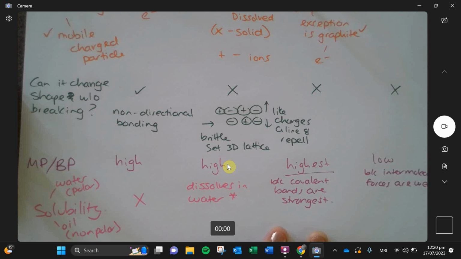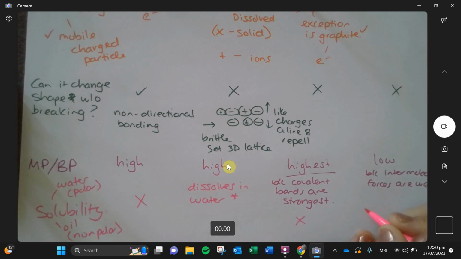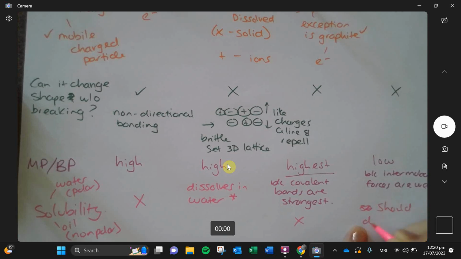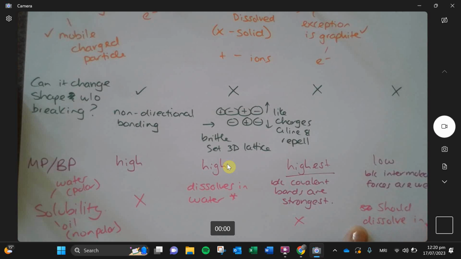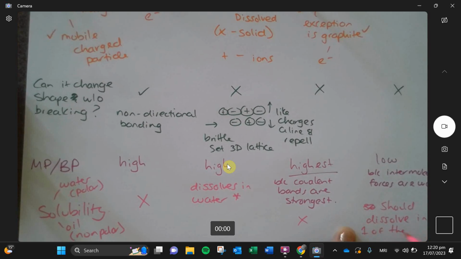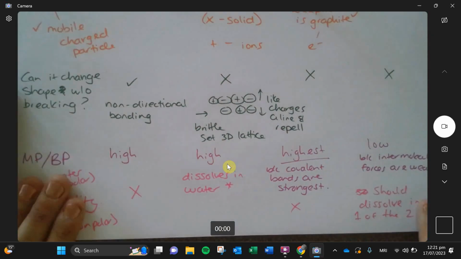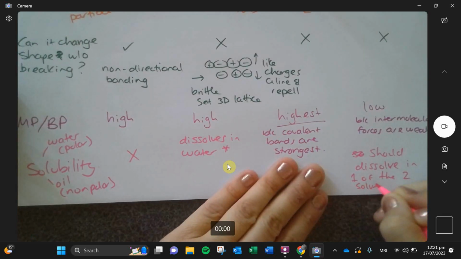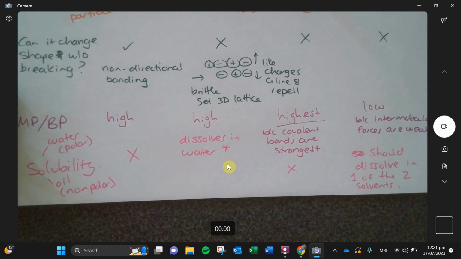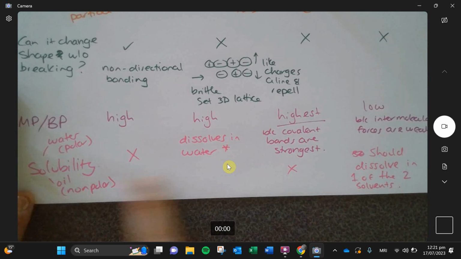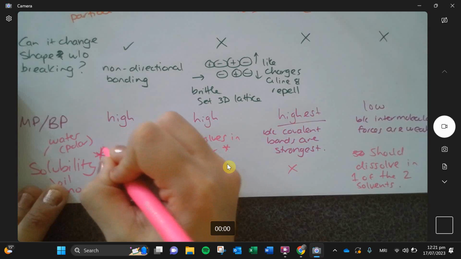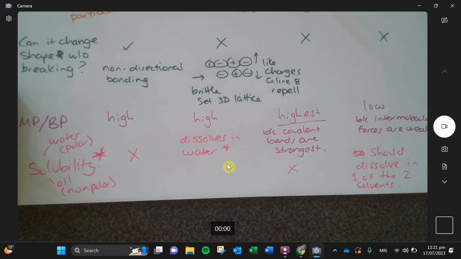Covalent networks, should that dissolve? No. And then this one will depend. So it should dissolve in one of the two solvents, either the polar or the nonpolar. But this last one here on solubility we'll talk about later when you guys actually have some knowledge on Lewis structure, shape, and polarity. So this one's an incomplete one.